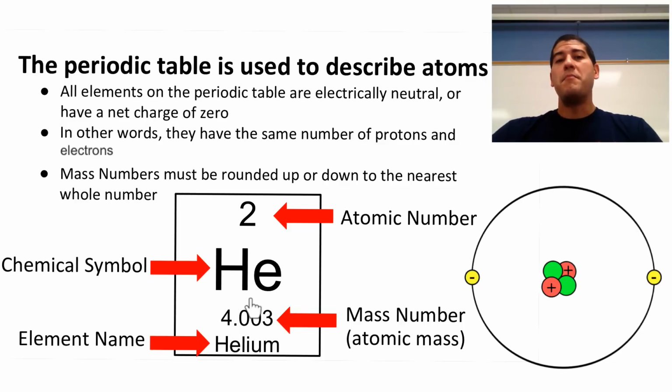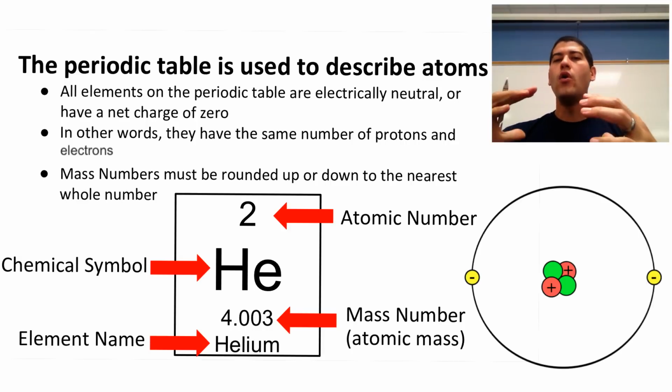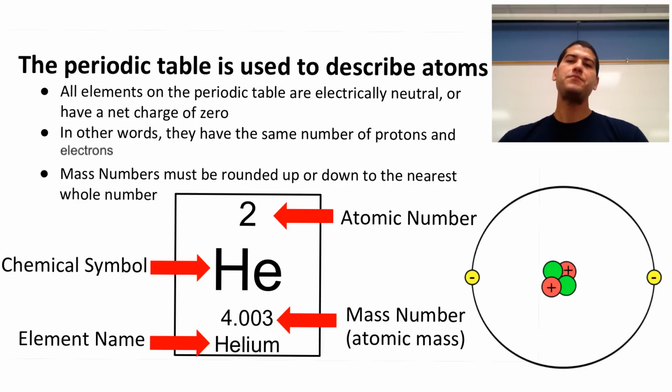It represents the mass number. Remember, the mass number is not the number of neutrons. It's the number of neutrons plus the number of protons. It represents the whole nucleus of the atom. One important side note: all of the mass numbers on your periodic table have decimals. See how helium's mass number is 4 3/1000ths? You can't have 3/1000ths of a neutron.